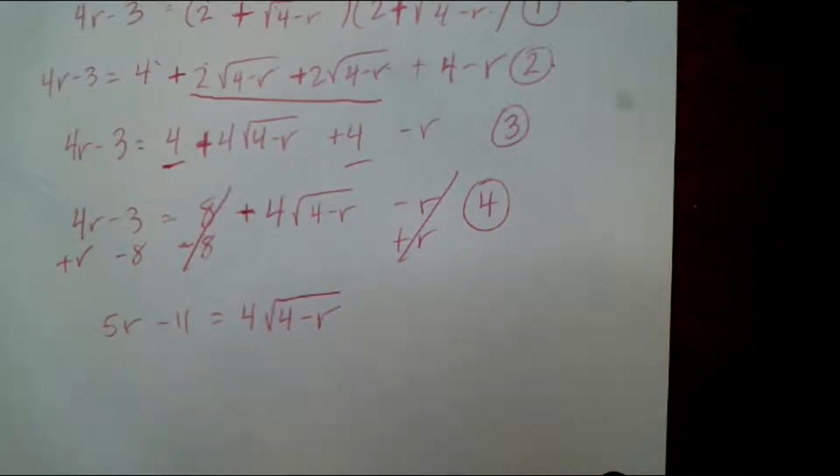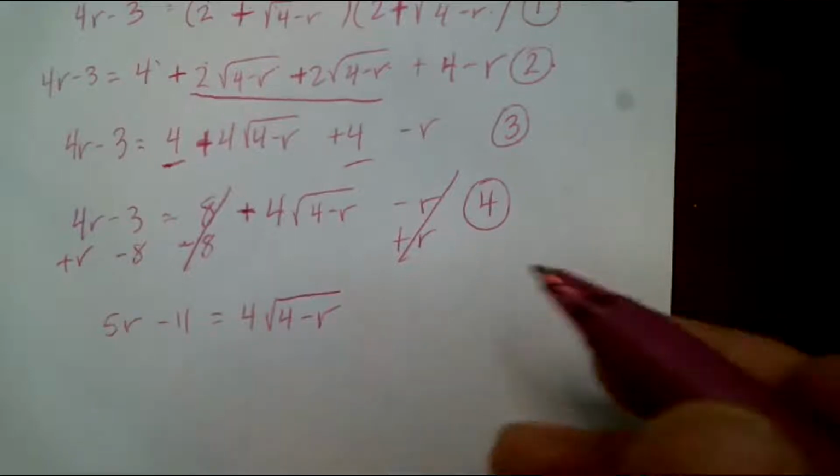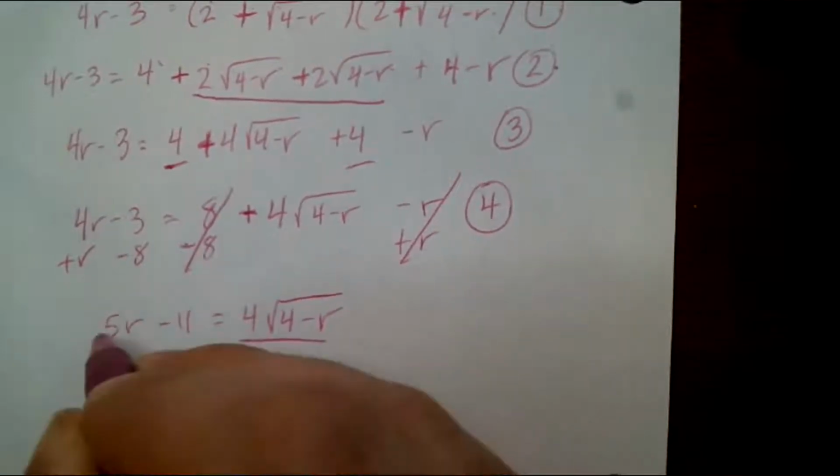What'd you all do from here? Square both sides, or did you divide by 4? Type that into the chat box. Did you square both sides here, or did you divide by 4? Okay, you guys said you went ahead and divided. Okay, I couldn't remember what we did on the other one.